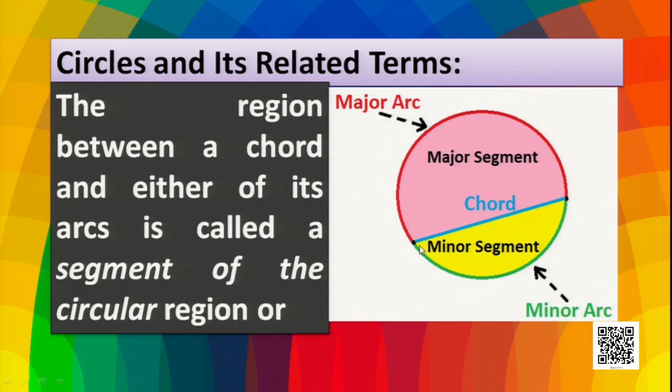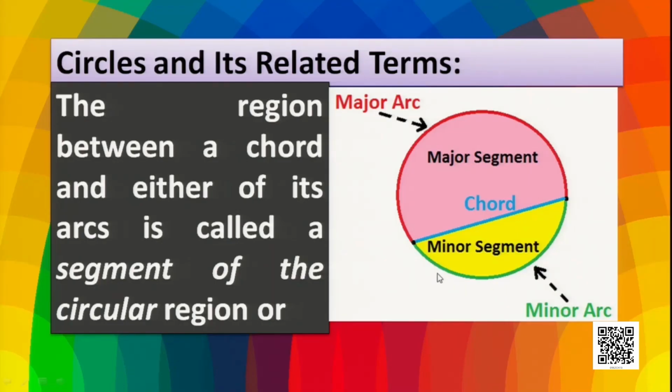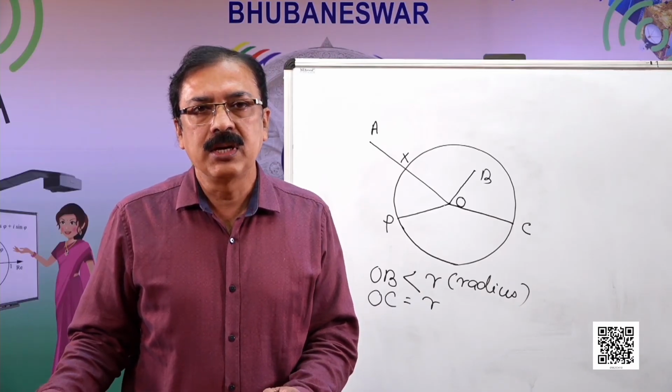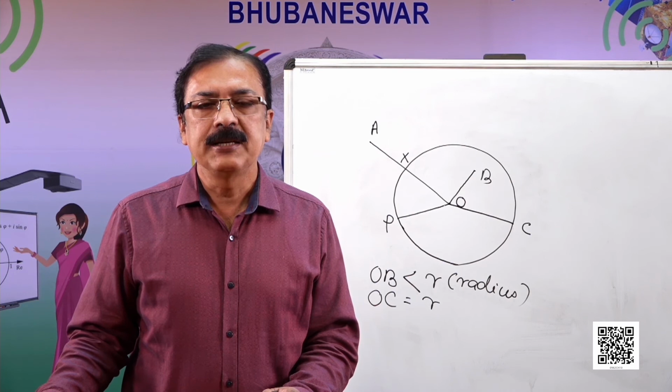Similarly, the region bounded by the chord and the minor arc, meaning the arc of smaller length, is called the minor segment. So the circular region divided by the chord is split into two segments. One is the major segment and the other is the minor segment. Now let's consider other terms of a circle. Let's see.